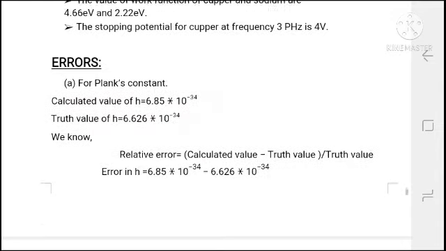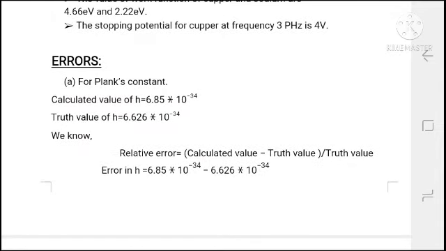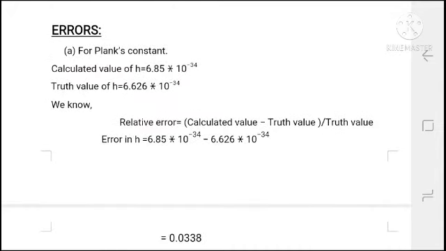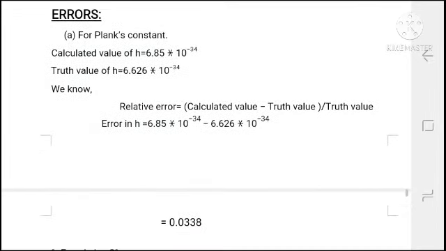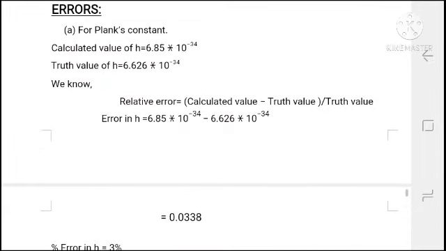And error, we find the error for Planck constant and work functions for different material. For Planck constant error, we find the relative error. We know the formula of relative error is equal to calculated value minus truth value whole divided by truth value.